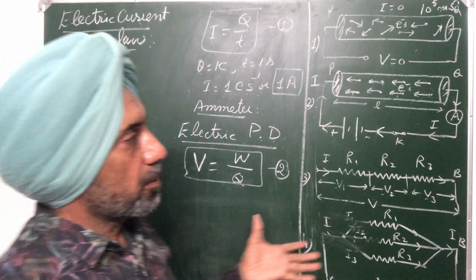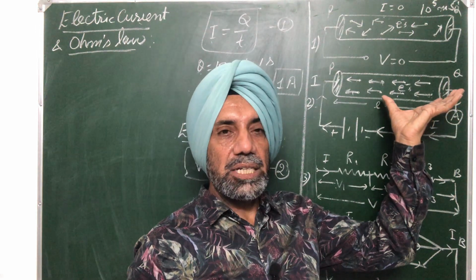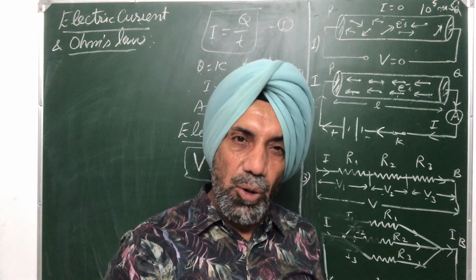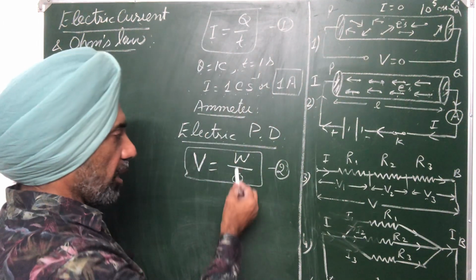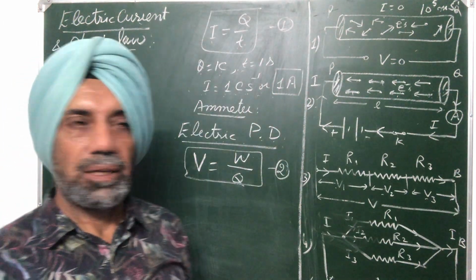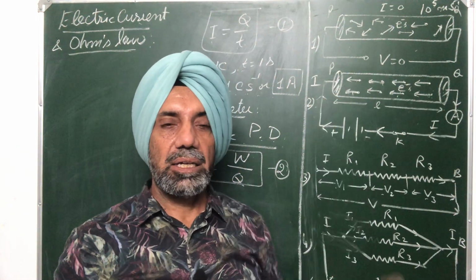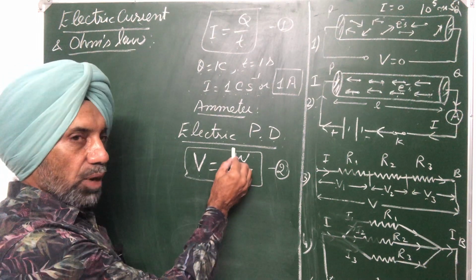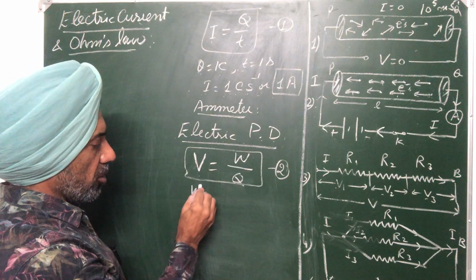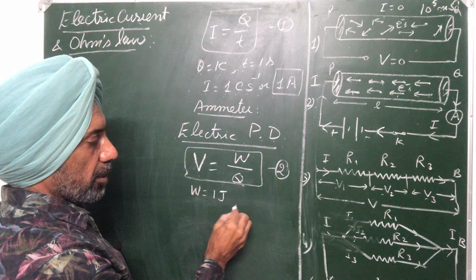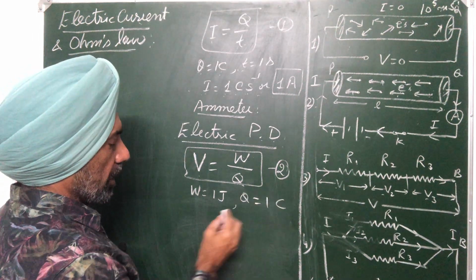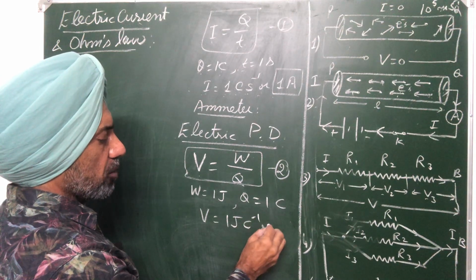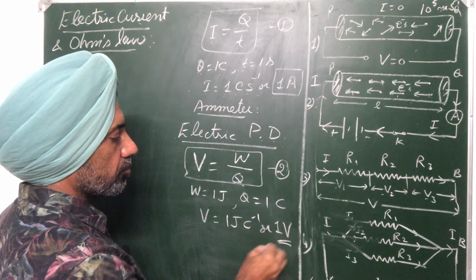Now, this means some work is needed to maintain the flow of electrons. It is very clear. So this amount of work done in order to move a unit charge from one point to another point is called potential difference between the points. So potential difference is defined as work upon charge, V is equal to W upon Q. If W is equal to 1 joule, Q is equal to 1 coulomb, then V is equal to 1 joule per coulomb, or it is known as 1 volt.